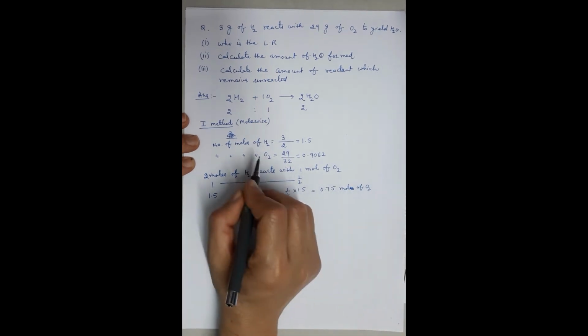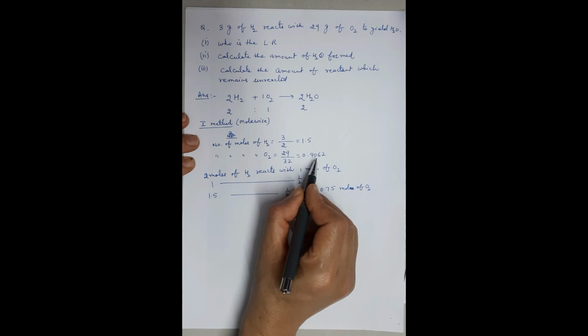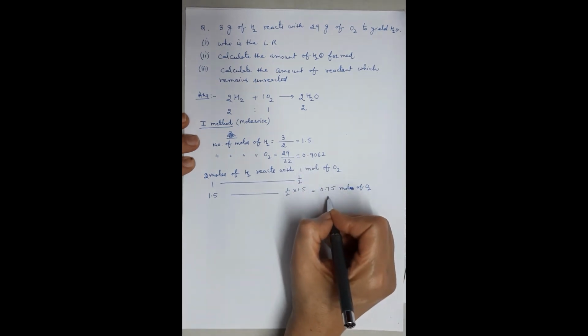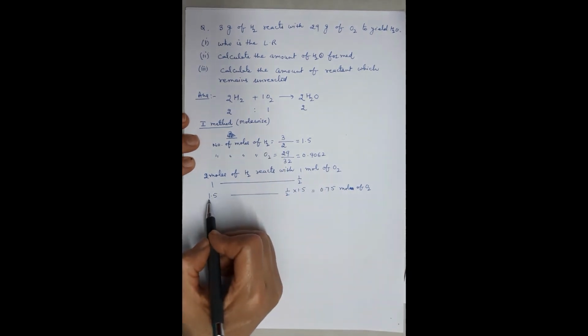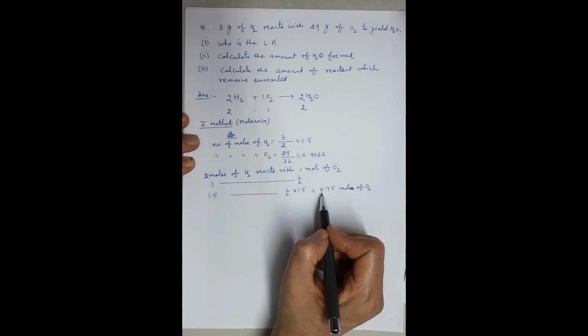You know how much amount of O2 is available here? 0.9. And how much is consumed here? Only 0.75. So still O2 is left. Hydrogen is fully consumed in this, but O2 is left. So shall I say hydrogen is the limiting reagent?